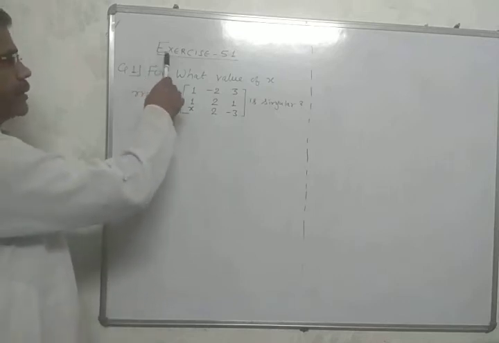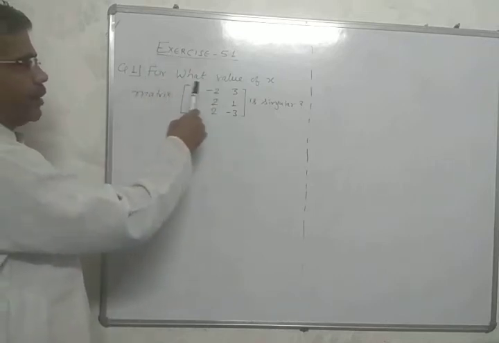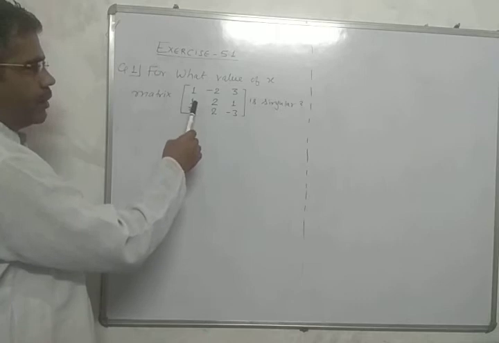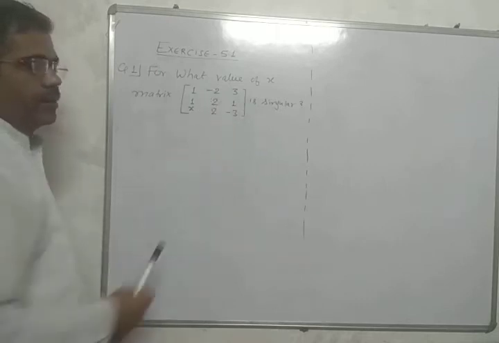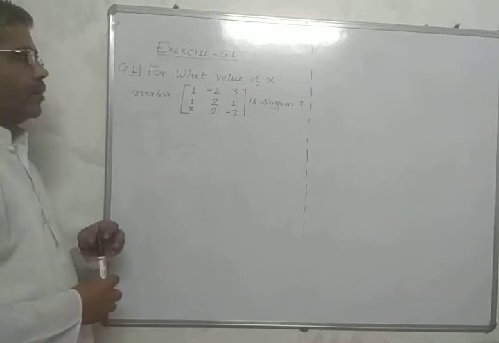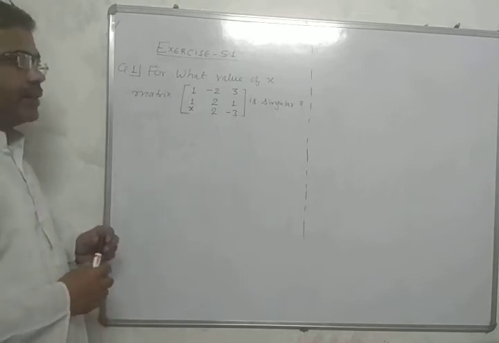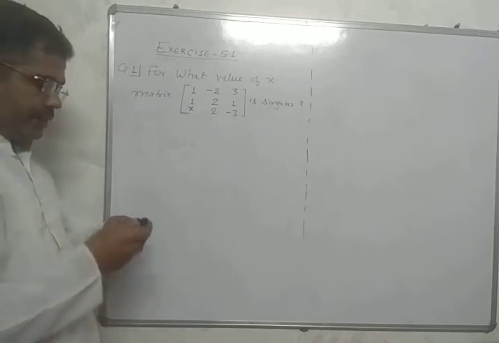Today we start exercise 5.1, question number first. For what value of x is the matrix 1 1 x, minus 2 2 2, 3 1 minus 3 similar? We know that if the value of the determinant is 0, then it is similar.